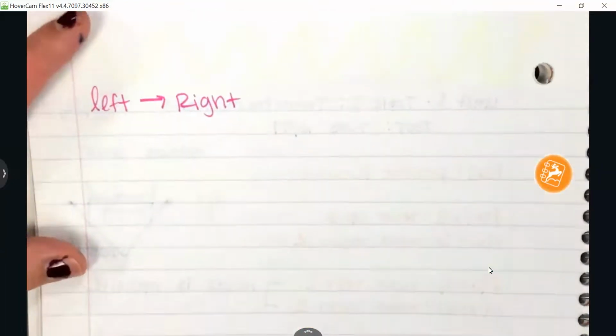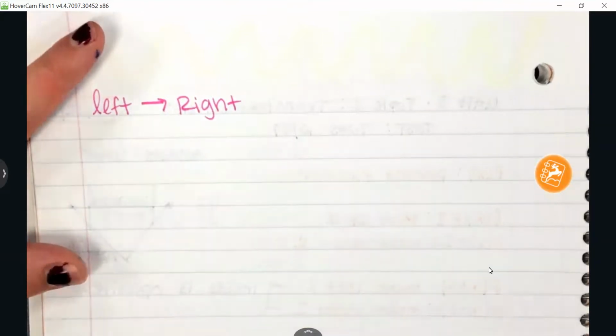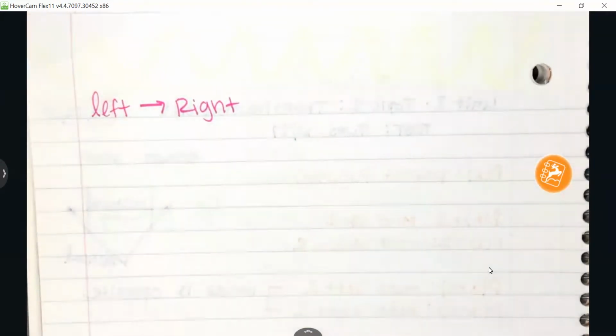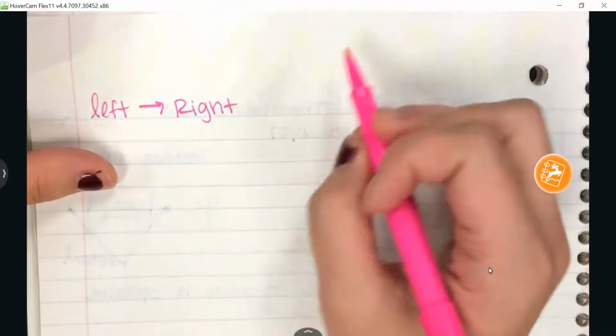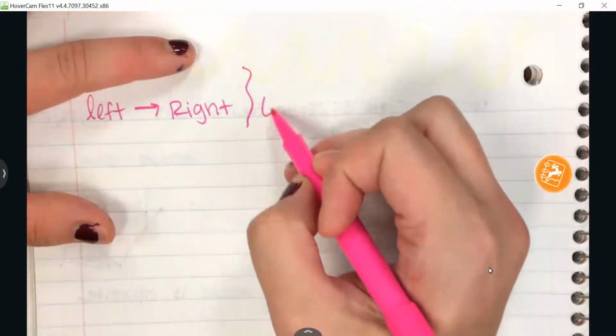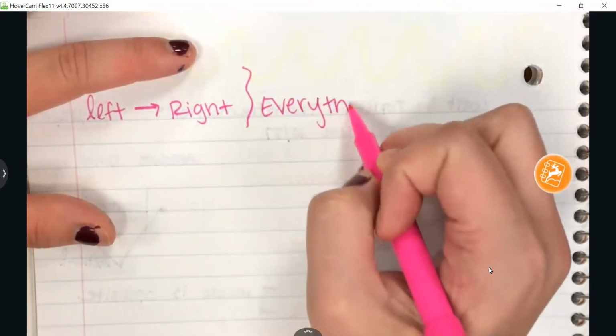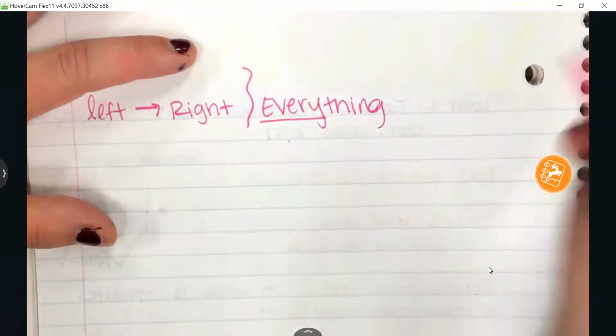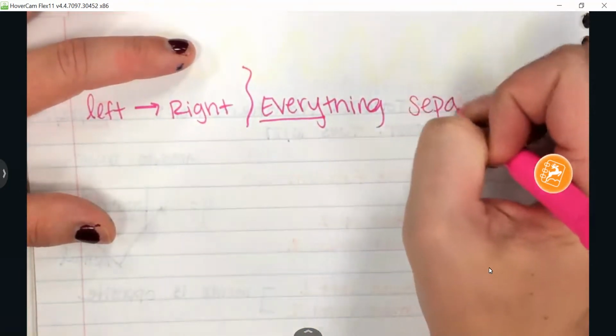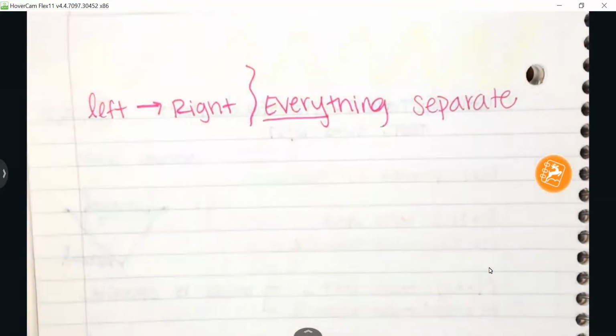All right, so problem number 1. First of all, you have to know 2 things. Number 1, you have to go left to right. You cannot start anywhere in the equation. Left to right, every single time, okay? Number 2, and I'm gonna trick you in a few minutes. Everything, and when I say every, I mean everything, is separate.